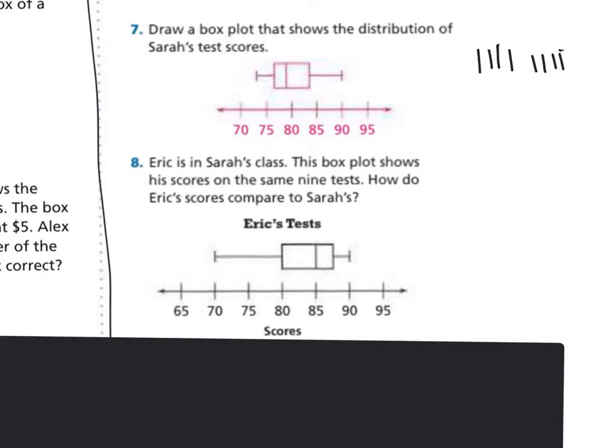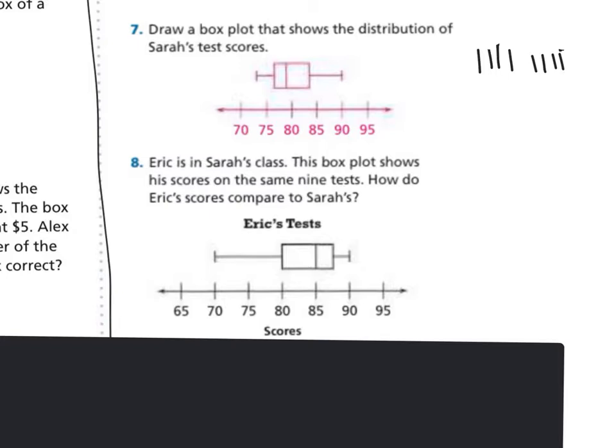We could also look at the median. So the median for Sarah is about, what did we say, 79. And Eric looks like 85. So, in other words, half the time Sarah got lower than a 79, half the time she got higher than a 79. Eric, half the time he got lower than an 85, half the time he got higher than an 85. So based off of that, since Eric has the higher median, you might say that in general, Eric has done a little bit better on some of the tests than Sarah has done.